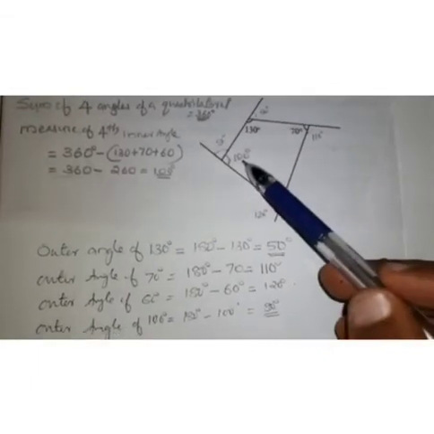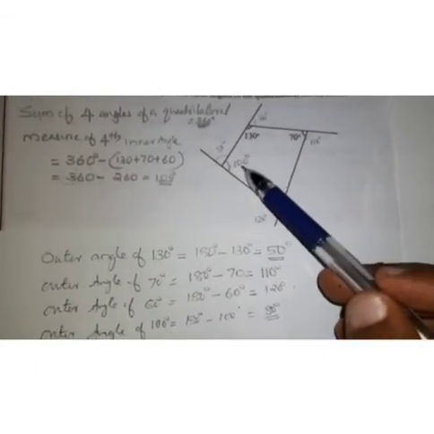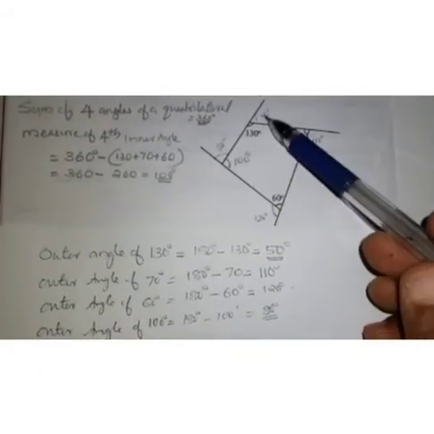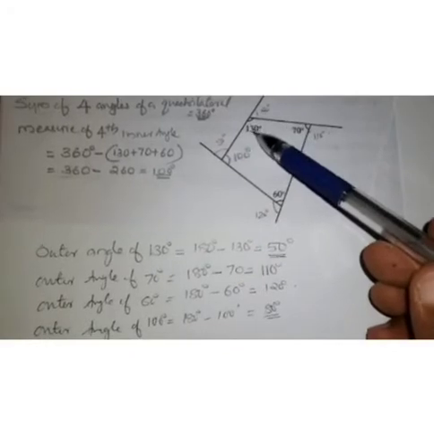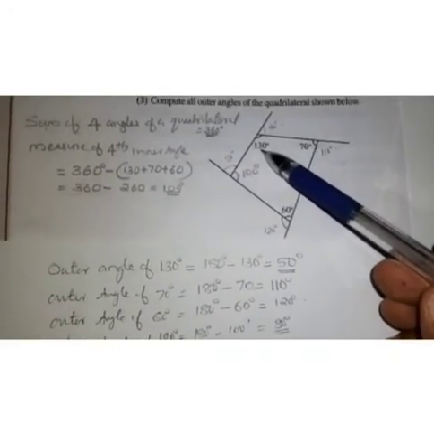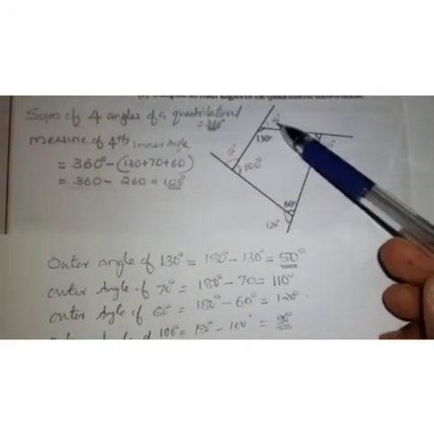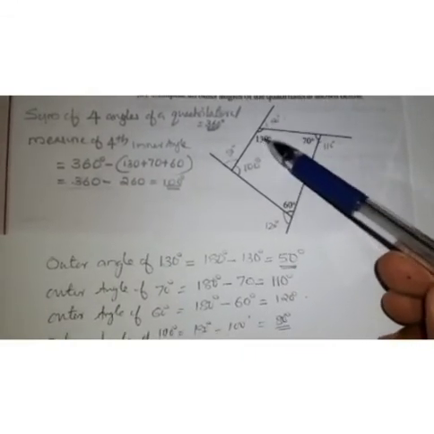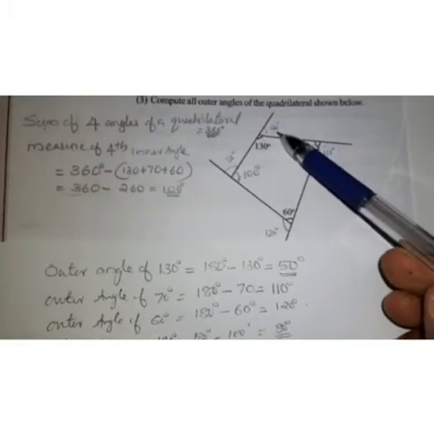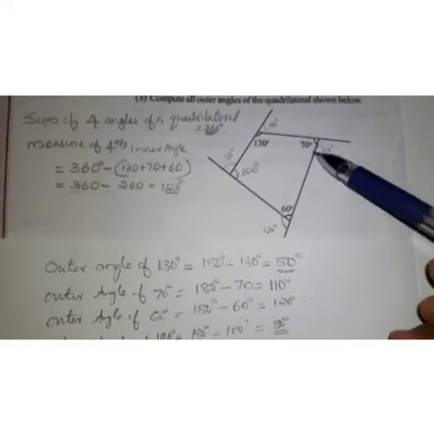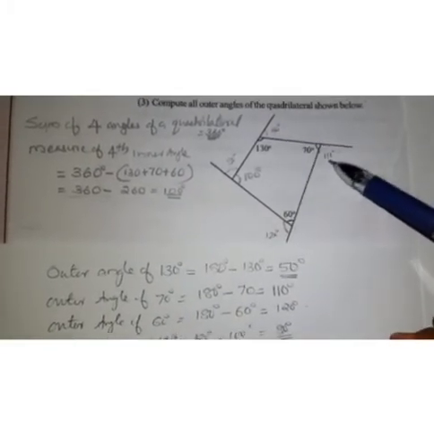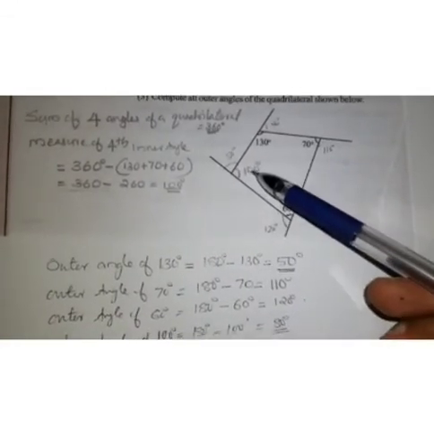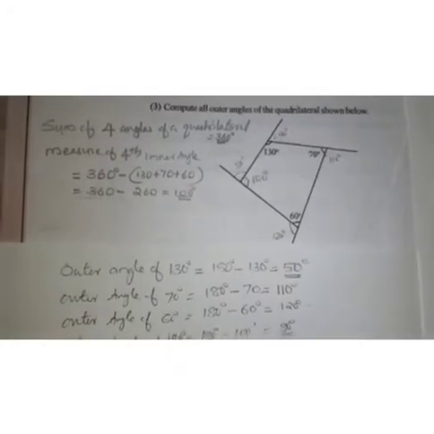So first of all, we find the inner angle of the quadrilateral by subtracting from 360. Then you have to find the outer angle by subtracting 130 from 180, because these two are linear pairs. So together it is a linear pair. So 180 minus 130 is 50. 180 minus 70 is 110. 180 minus 60 is 120. 180 minus 100 is 80.